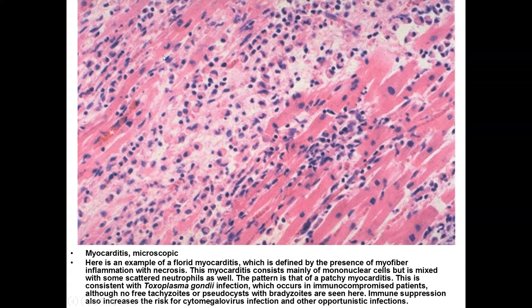Here is a tissue sample of myocardium. You see myocardial fibers, and here we see so-called florid myocarditis, which is defined by the presence of myofiber inflammation with necrosis. We see mainly mononuclear cells, mixed with some scattered neutrophils as well. The pattern is that of a patchy myocarditis. For example, that kind of inflammation we can see in myocardium in case of Toxoplasma gondii infection, which occurs in immunocompromised patients.